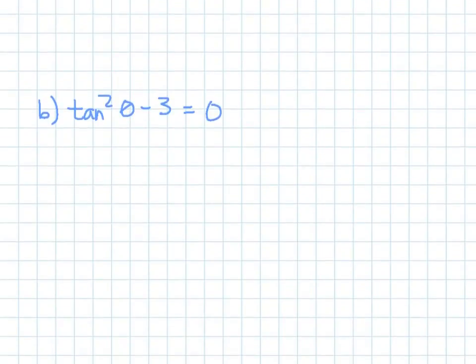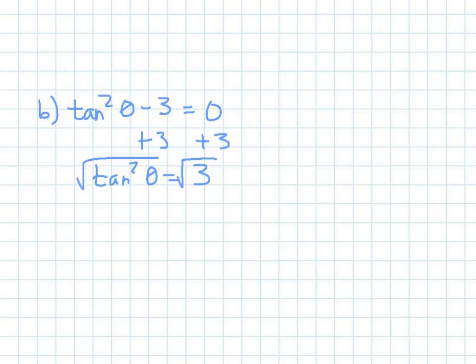Next one, you have tangent squared theta minus 3 equals 0. So here, same thing, you want to get tangent by itself. So I want to add 3 to both sides. So that leaves me with tangent squared theta equals 3. And then to get rid of the square, just like you would if you had x squared, you want to square root both sides. So that leaves you with tangent of theta.